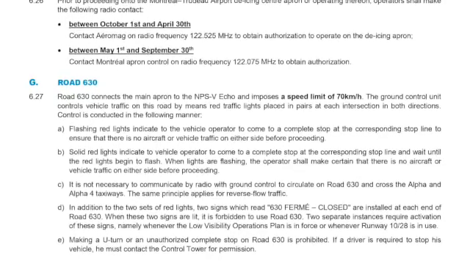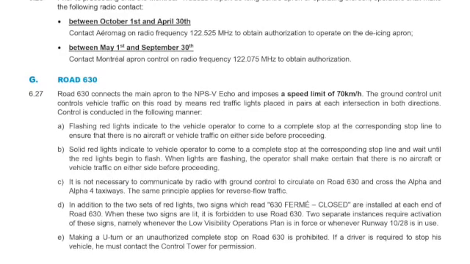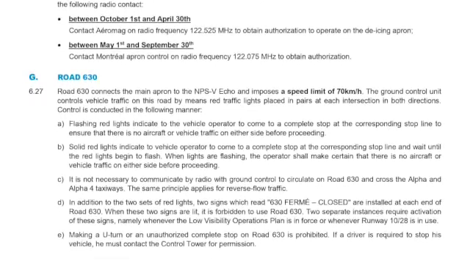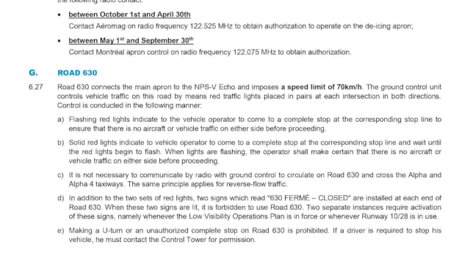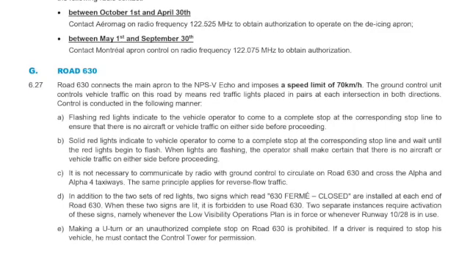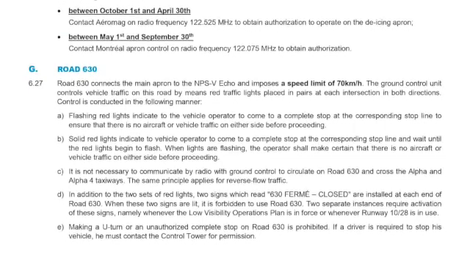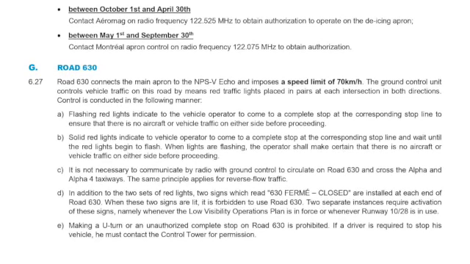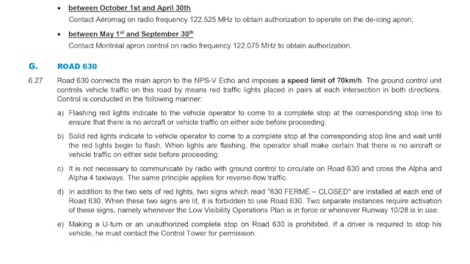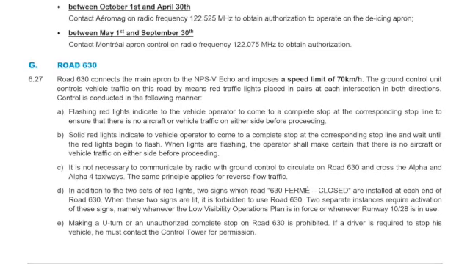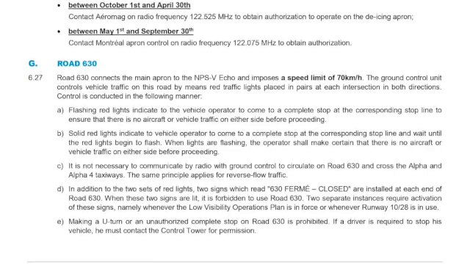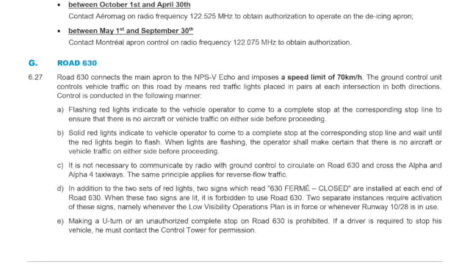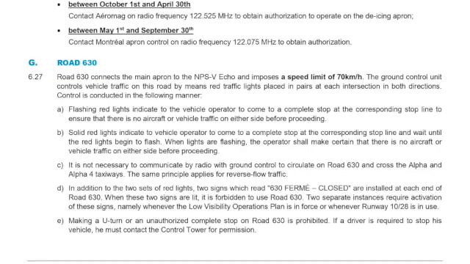D. In addition to the two sets of red lights, two signs which read "630 fermé, closed" are installed at each end of Road 630. When these two signs are lit, it is forbidden to use Road 630. Two separate instances require activation of these signs, namely whenever the low visibility operations plan is in force or whenever runway 10/28 is in use. E. Making a U-turn or an unauthorized complete stop on Road 630 is prohibited. If a driver is required to stop his vehicle, he must contact the control tower for permission.